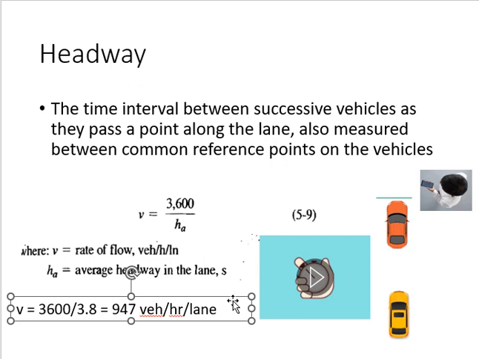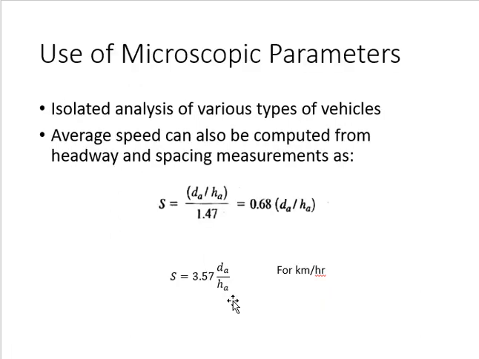Clear? Any questions? Okay, the third thing they are asking for is speed. What is dA? Average spacing. What is hA? Average headway. So you already know these two things. This one is 200, this one is 3.8. So how much is the speed? And you already have the conversion as well.